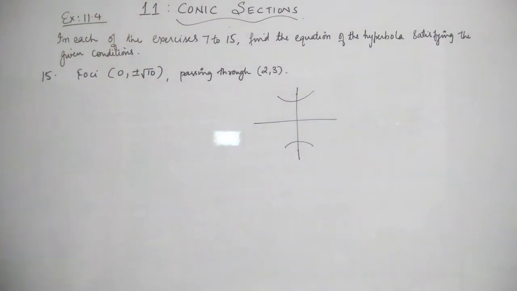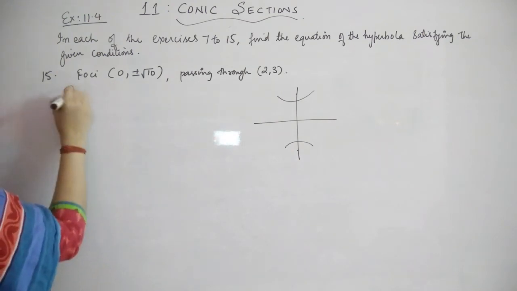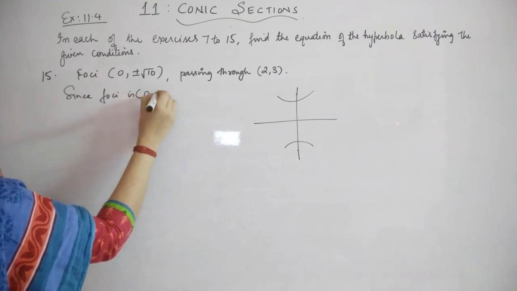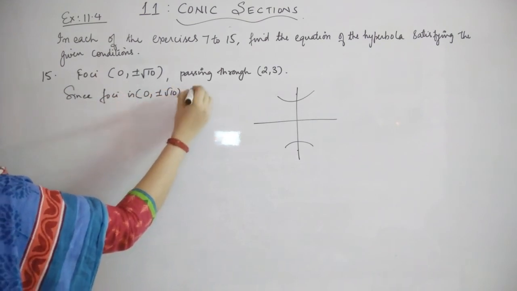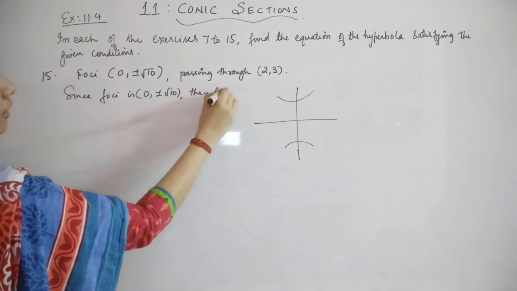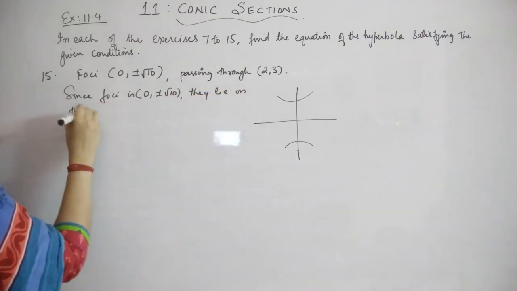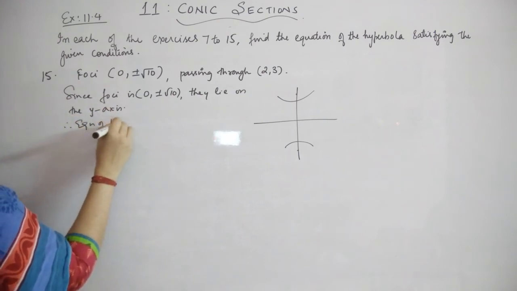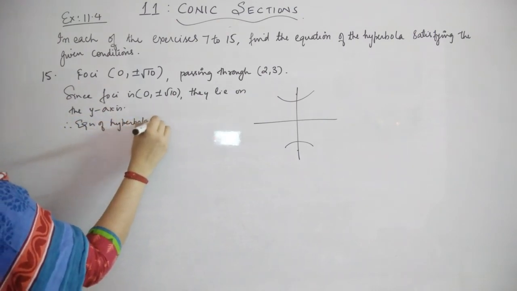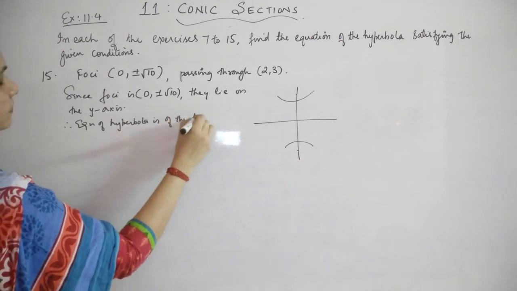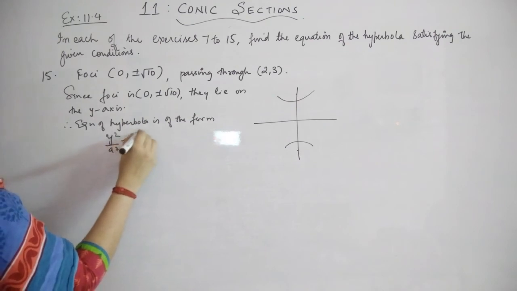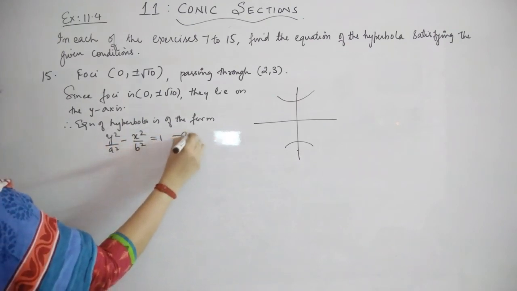That means the form will be y square by a square minus x square by b square equal to 1. So, since foci is given to be 0, plus or minus root 10, they lie on the y-axis. Therefore, equation of hyperbola is of the form y square by a square minus x square by b square equal to 1.